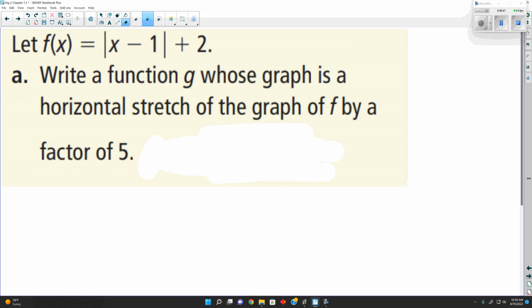Because the only thing we really have to remember is that the number that we plug into the function is not going to be 5 for this one. What is it going to be? 1/5. Because for horizontal, we have to flip it. That's the only real thing we need to remember. So we're writing a graph, g of x.